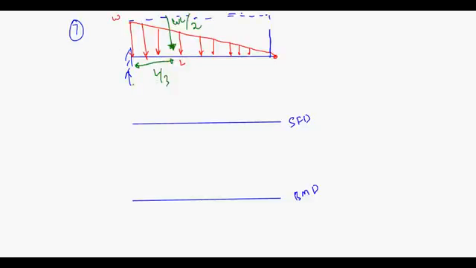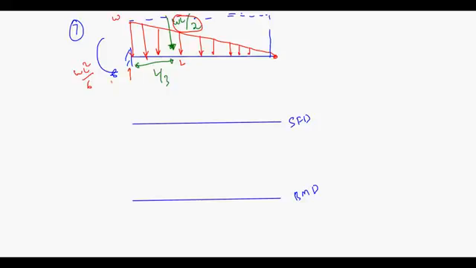So how much will the reaction be? The reaction will be WL by 2 and you will have a moment also. What is the value of moment? It will be WL by 2 into L by 3. So I think you will get WL square by 6. Is it okay? WL square by 6 and reaction is WL by 2.